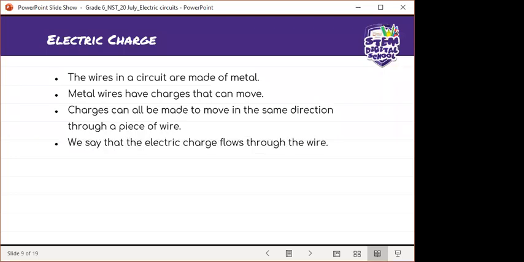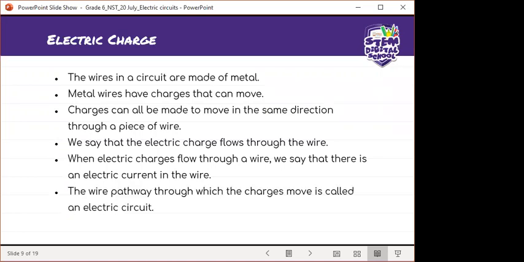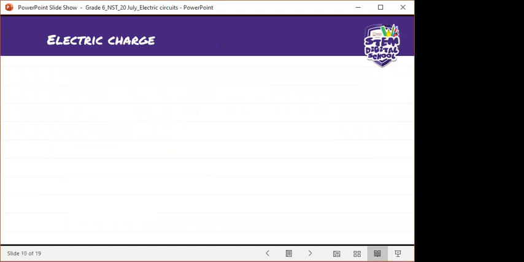Okay, then we say that the electric charge flows through a wire. Then when electric charge flows through a wire, we say that there is electric current in the wire, and the wire pathway through which the charges move is called the electric circuit. Okay.